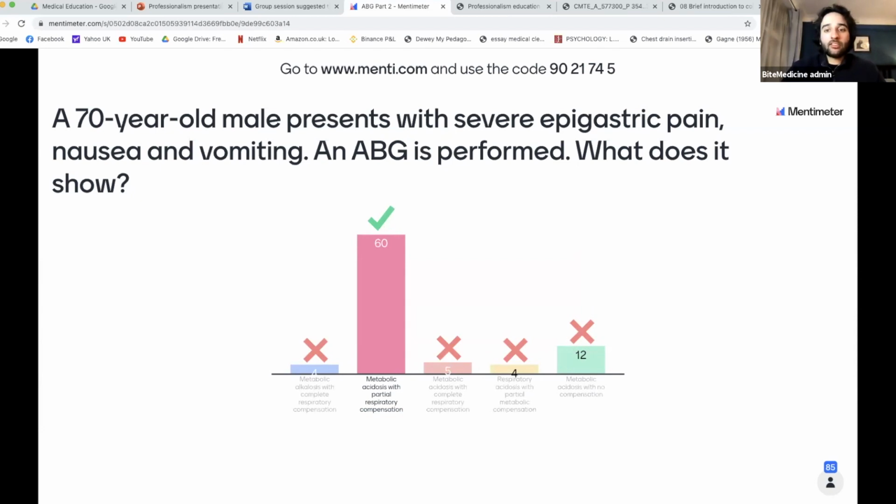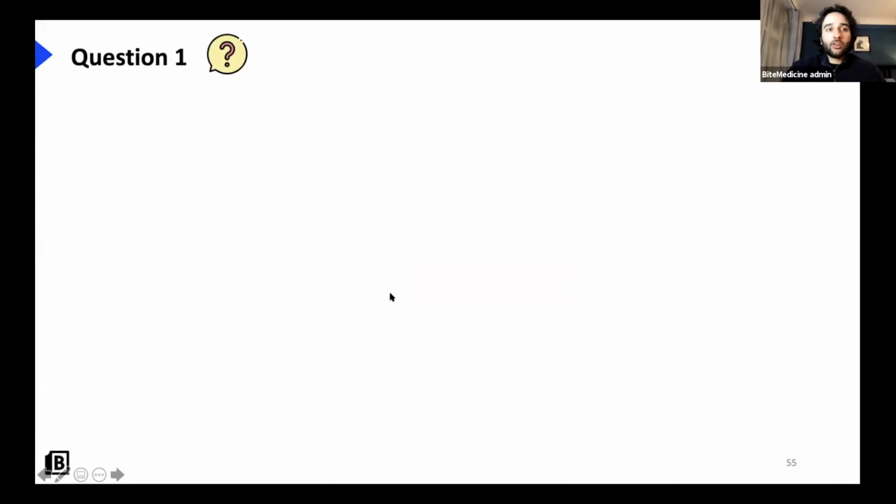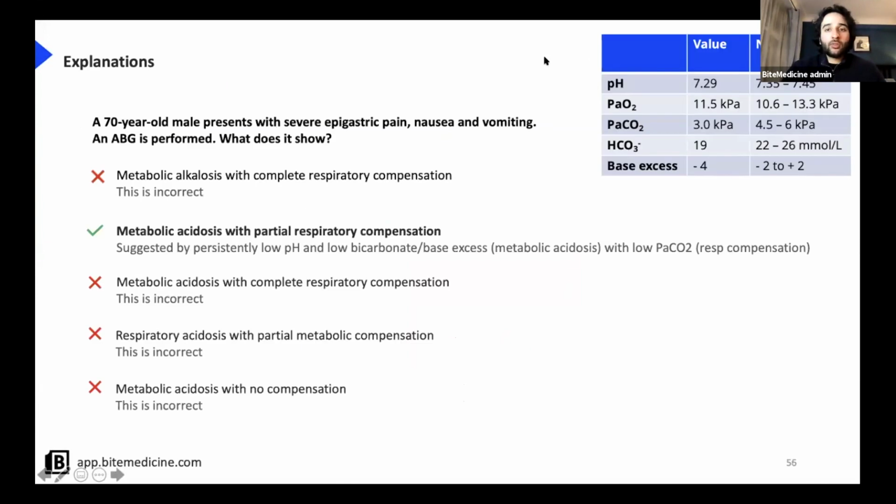Let me quickly explain that to everyone. So we've got this 70-year-old chap. We think this is metabolic acidosis with partial respiratory compensation. As you can see, the pH is low, and it's persistently low despite compensation. The bicarbonate is low and the base excess is reduced. This is a metabolic acidosis, so that's your primary problem. You're puffing away carbon dioxide, so that's your respiratory compensation, but the pH is still abnormal, and that is why it is partial.